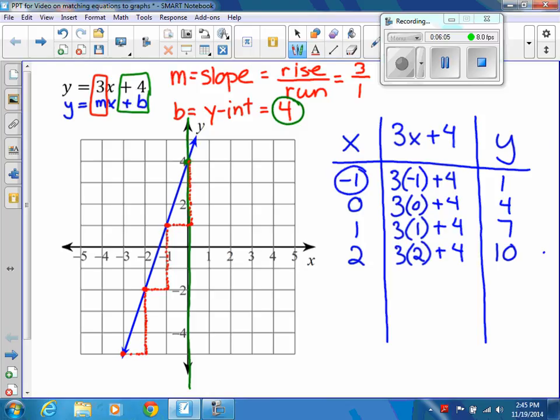Negative 1, 1. So going back to my graph, if I start at the origin, which is right here in the center, and if I go negative 1 to the left, and I go positive 1 up, look at that, I'm right on my dot there, so that looks good. 0, 4, I'm going to stay right here in the origin. I'm not going anywhere. And I'm going up 4 because I can't go right or left because my first number is 0. So I'm going up 4. 1, 2, 3, 4. Right there.